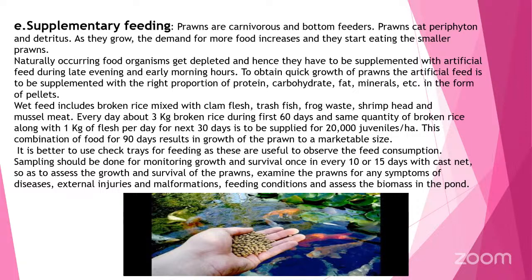Wet feed includes broken rice mixed with clam flesh, trash fish, frog waste, shrimp head, and mussel meat.